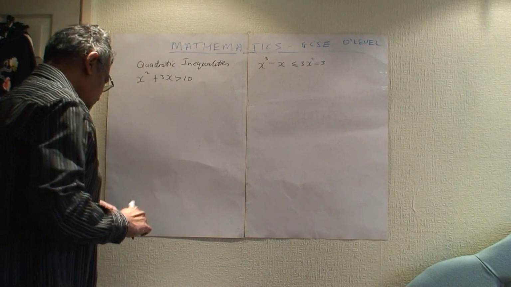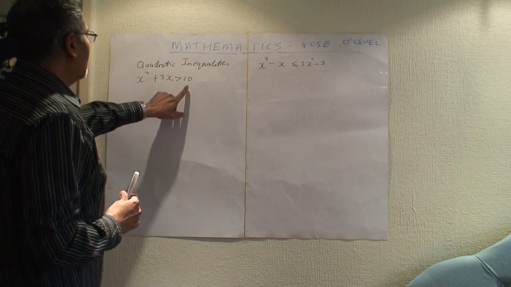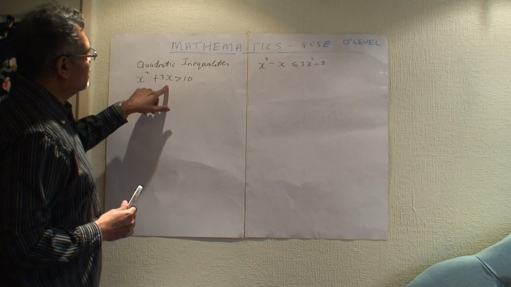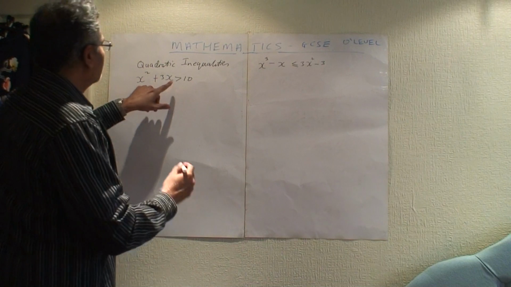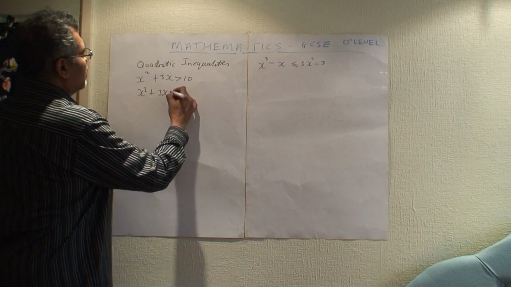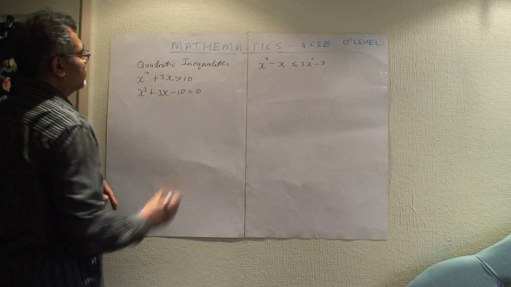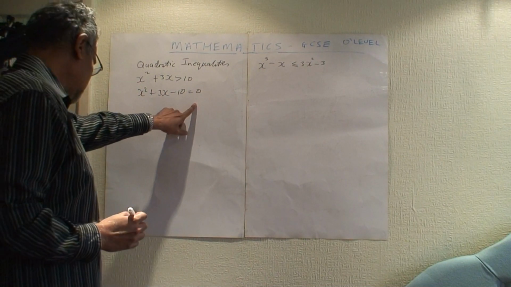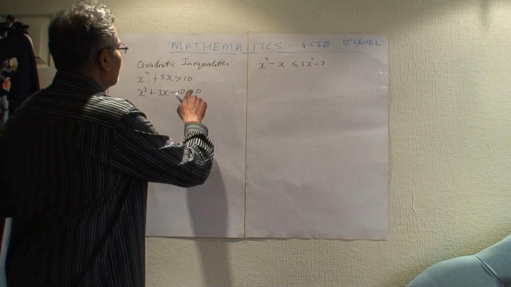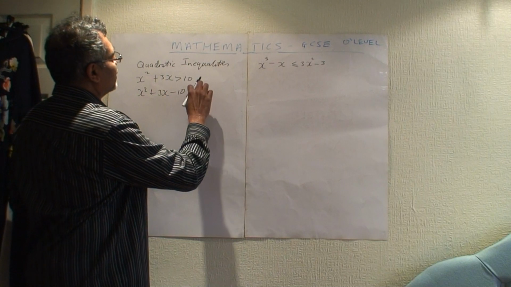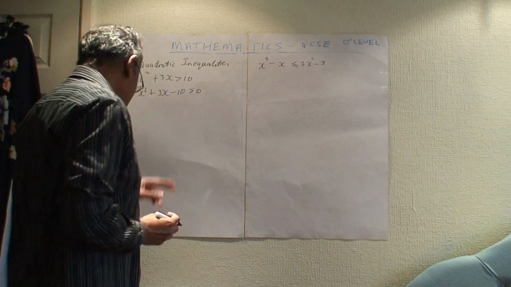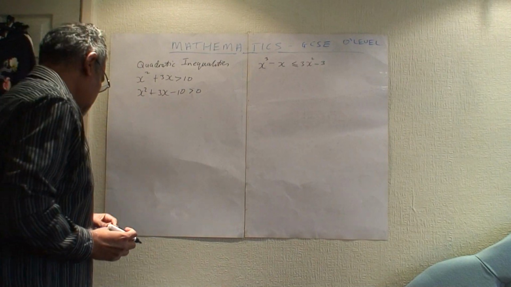Now to solve this, we need to move the 10 to this side. When you move the 10 to this side, it becomes a negative 10. So x squared plus 3x minus 10 is greater than 0. That's the first step that we do. That's the same thing as this one.